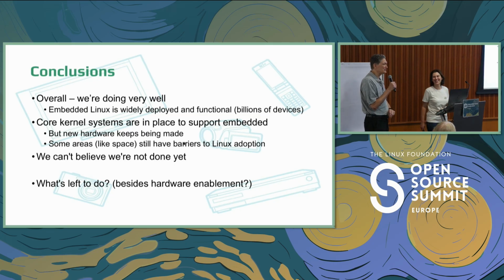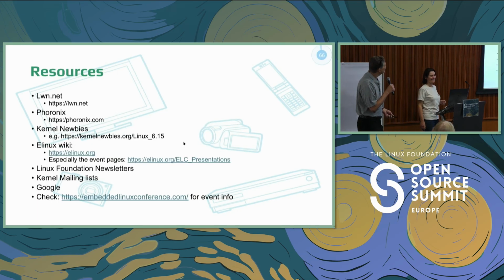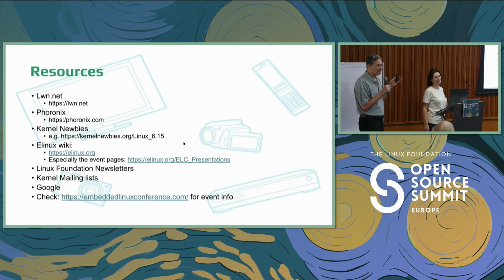So join us in continuing the evolution of Linux. There's some of the resources that we use. You probably noticed a shameless amount of references to LWN.net. But we also get stuff from Phoronix, Kernel Newbies, Linux Foundation newsletters, and of course the kernel mailing lists and Google.